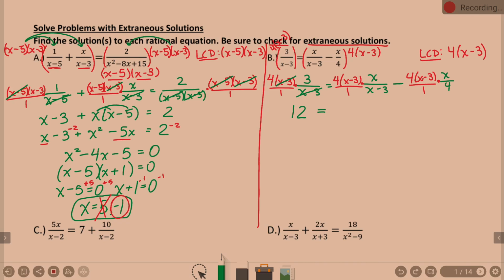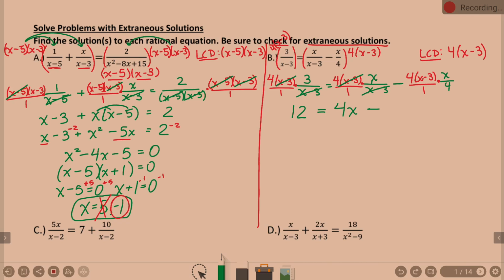All right, how about equals? What cancels? 1x minus 3 cancels with 1x minus 3, leaving me with 4 times x, or 4x. Notice it's a minus sign I'm carrying down. Pay attention to what you have there.